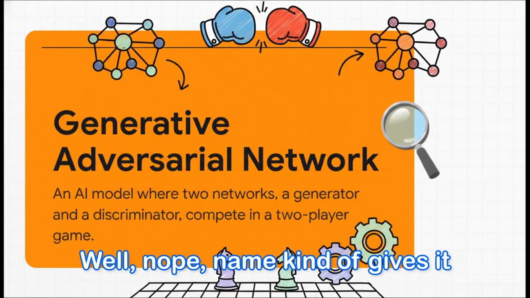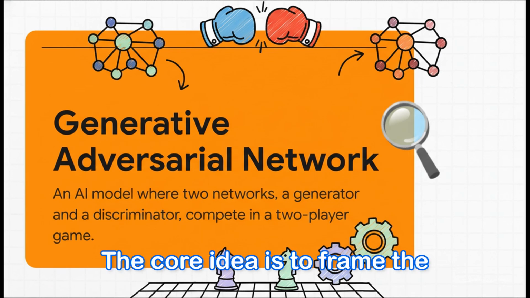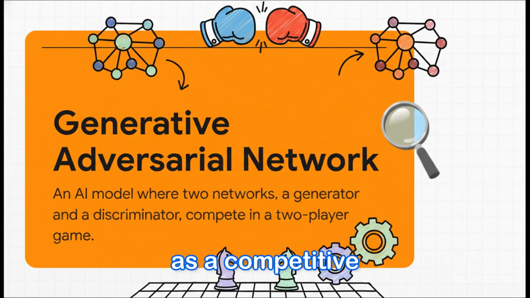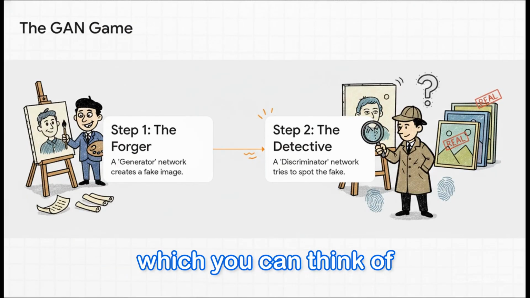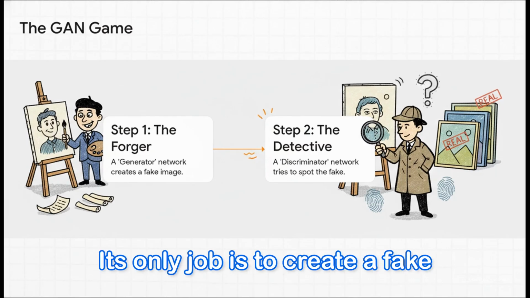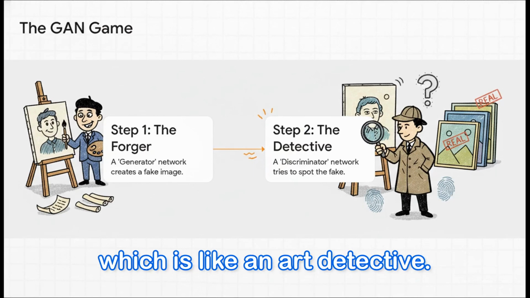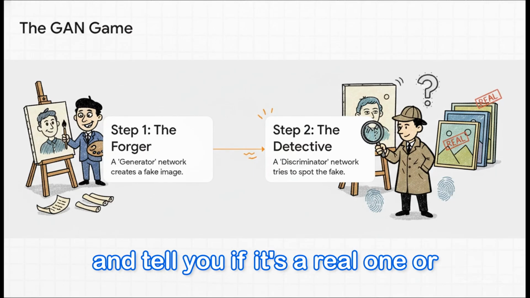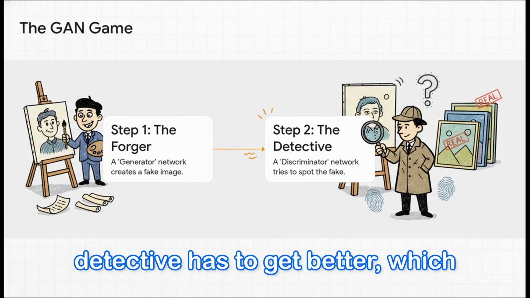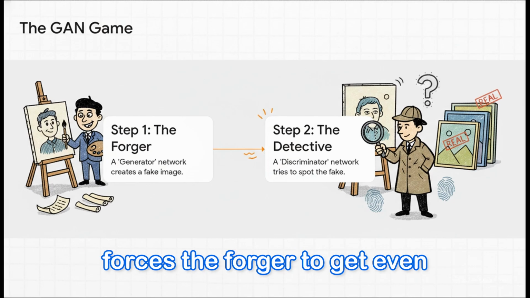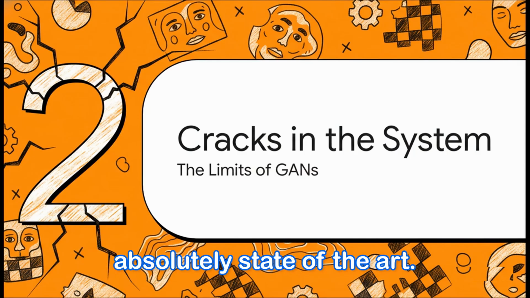So what in the world is a GAN? Well, the name kind of gives it away, a Generative Adversarial Network. The core idea is to frame the whole process of creating an image as a competitive two-player game. And here are our two players. First, you have the generator, which you can think of as a master art forger. Its only job is to create a fake image that's so good it's convincing. Then you have the discriminator, which is like an art detective. Its job is to look at an image and tell you if it's a real one or a fake from the forger. They're locked in this endless cycle. The forger gets better, so the detective has to get better, which forces the forger to get even better. It's this constant one-upmanship that makes them both improve. And for a while, this system was absolutely state-of-the-art.